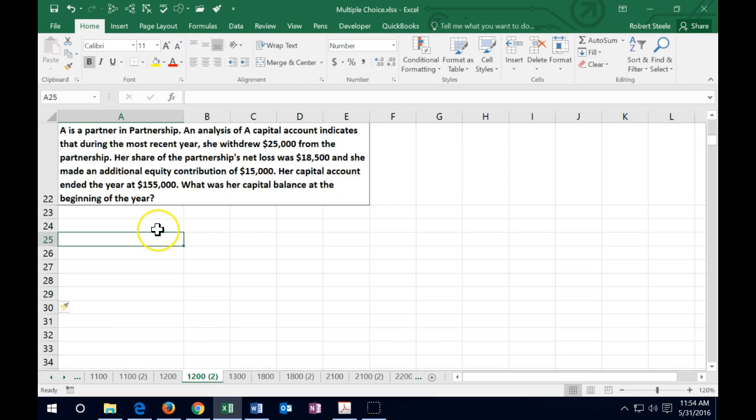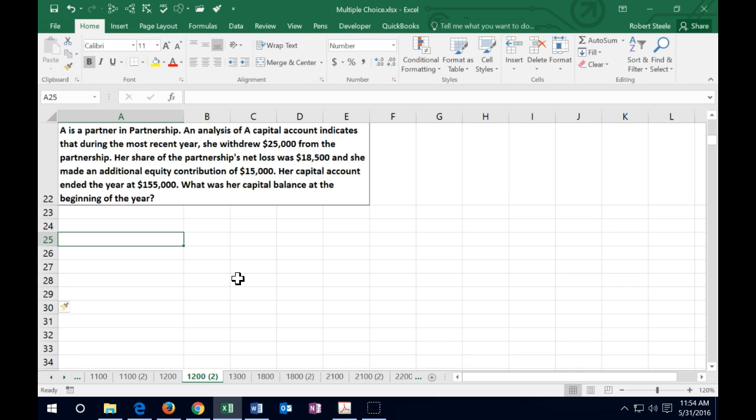Next one says that A is a partner in a partnership. An analysis of a capital account indicates that during the most recent year, she withdrew $25,000 from the partnership. Her share of the partnership's net loss, keyboard loss, not income, was $18,500, and she made an additional equity contribution of $15,000. Her capital account ended at $155,000. What was her capital balance at the beginning of the year?